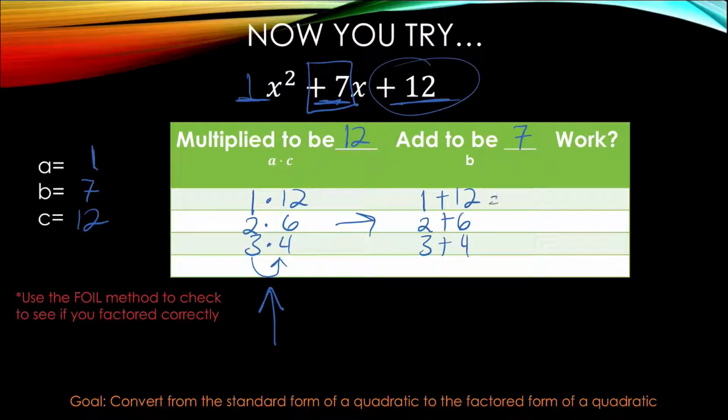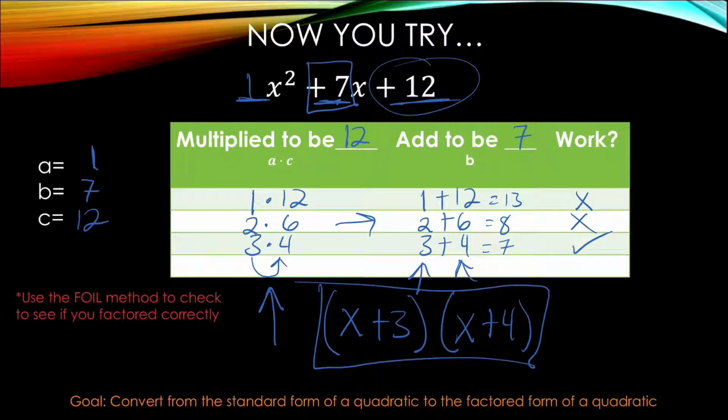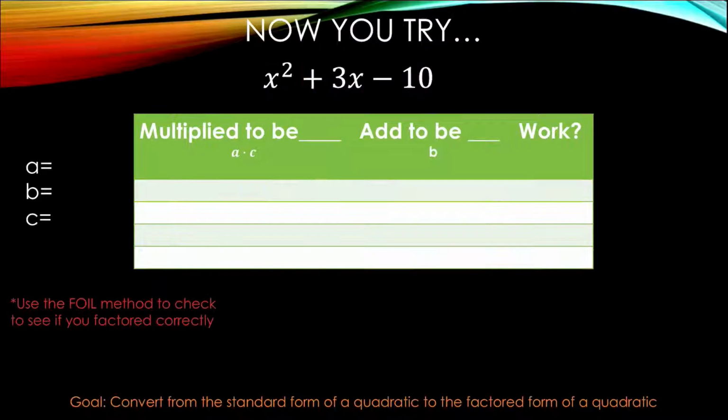All right, so 1 plus 12, 13, that doesn't work. 2 plus 6, 8, that doesn't work. 3 plus 4, there's my 7. Ding ding, that works. Okay, so when I factor this now, I have x plus 3, pulling that from right there, times x plus 4. We got that plus 4 from right there. There's my factored form. Okay, we're going to try one more.